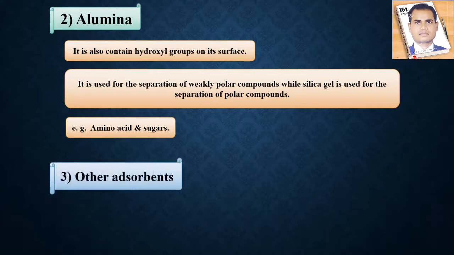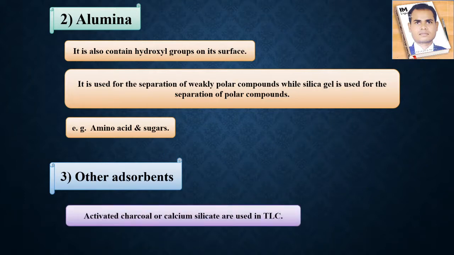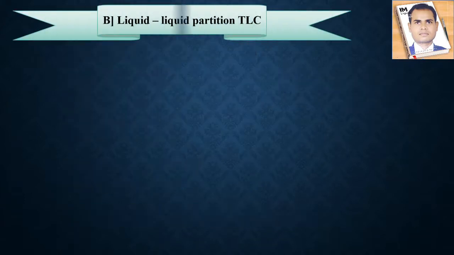Now we have to see the other adsorbents. Which other adsorbent can we use as a stationary phase? Activated charcoal, we know that, right? And calcium silicates are used in TLC as the stationary phase and adsorbent, right? So all these things about adsorption TLC, which things we can use as a stationary phase, we have seen: silica gel, alumina, and other adsorbents, right? Now we are going to see the next type of TLC, that is the liquid partition TLC.